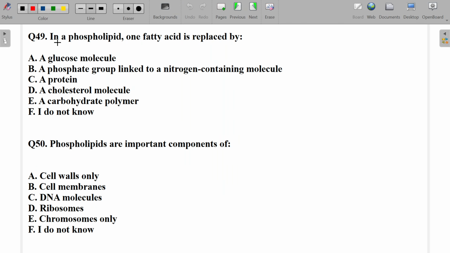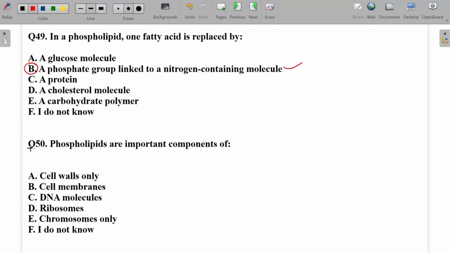Okay. Question 49. In a phospholipid, one fatty acid is replaced by: A. A glucose molecule, B. A phosphate group linked to a nitrogen containing molecule, C. A protein, D. A cholesterol molecule, E. A carbohydrate polymer, F. I do not know. What's the answer? Yes, it's B.